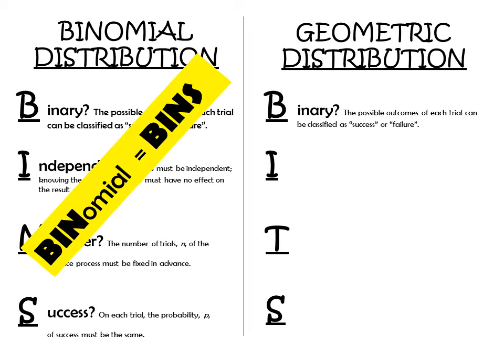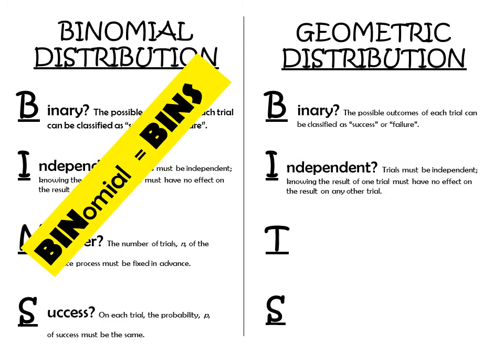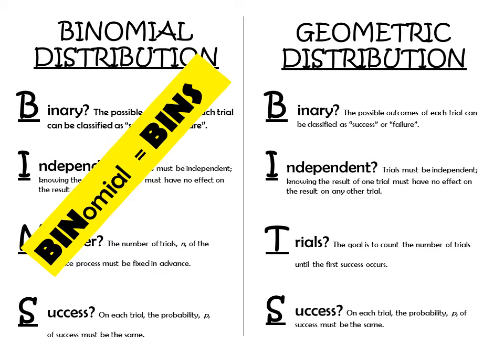B stands for binary, again, success or failure. I stands for independent, same idea, knowing the outcome of one trial will have no effect on the result of another trial. Except this time we use T for trials. The goal is to count the number of trials until the first success occurs. And lastly, success. On each trial, the probability P of success must be the same.